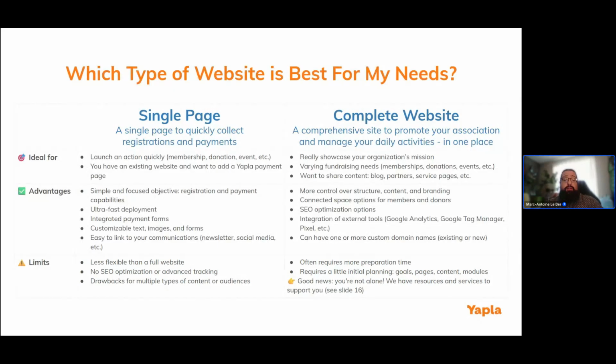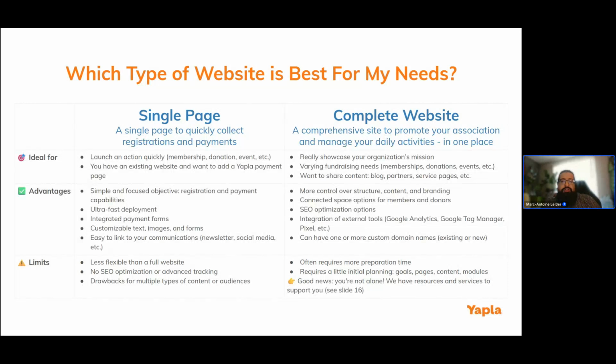But of course, they're limited since they're fully automated. They're not as flexible as a full website page. They don't allow for SEO optimization or any form of advanced tracking, for example with Google Analytics. And if you start to have a lot of events coming up, a lot of different campaigns, and need to use many individual pages, it becomes a bit unwieldy. That's where you'll want to have all of that either in a complete website or in a subdomain website, which is going to regroup all of those items together.